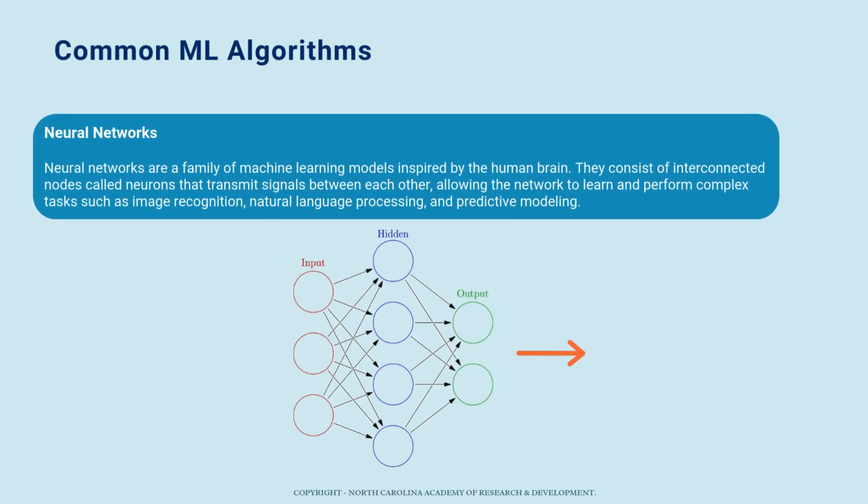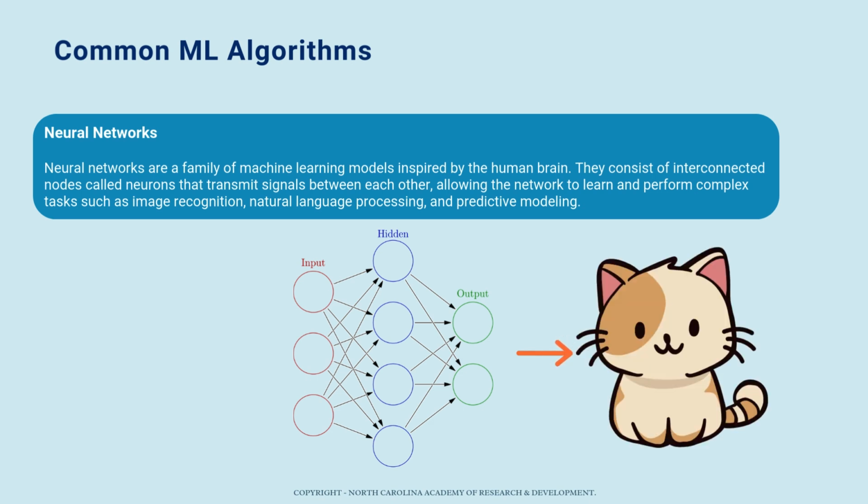Next is neural networks. Think of neural networks like your brain learning to recognize a cat. When you see a cat, your brain notices features like pointy ears, whiskers, and a tail, connecting these to form a pattern. In a neural network, there are 3 layers. Input layer takes in raw data, like pixels of a cat photo. Hidden layer processes the data, combining features like ears, whiskers, and fur. Output layer makes the final decision, like saying, yes, this is a cat. Just like your brain, neural networks learn by connecting patterns in data to make decisions.